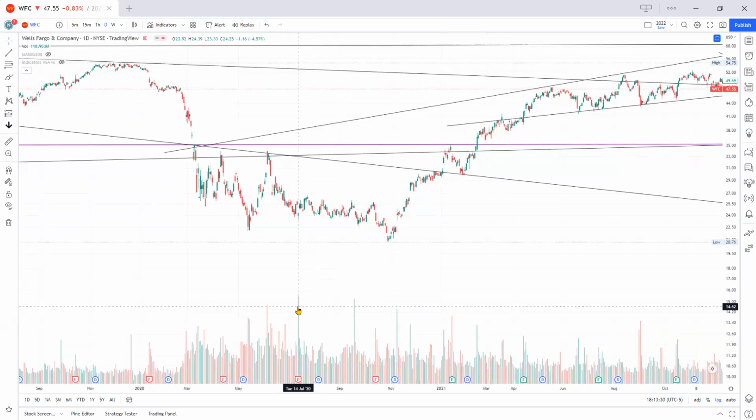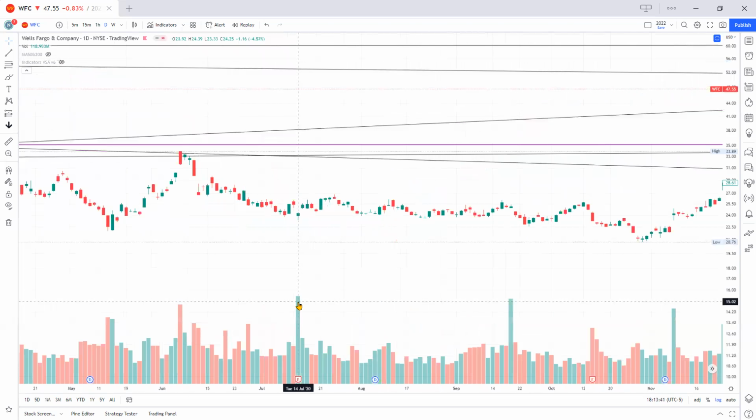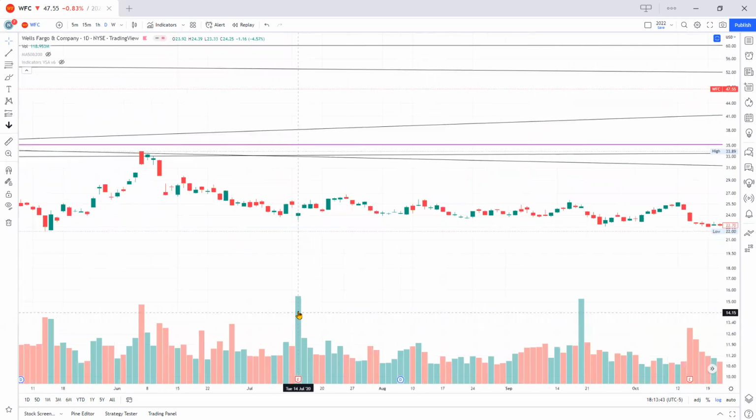So this volume line here, it's a lot of volume. How many? This is 118 million shares in one day. That's a lot. So I'm going to zoom into it. And this one aligns with this green candle here.